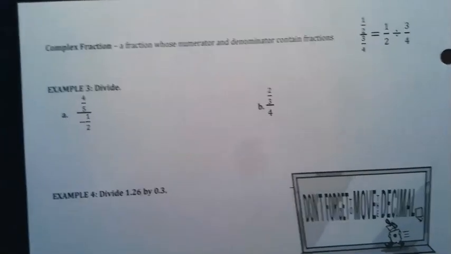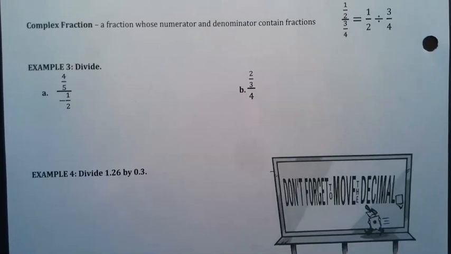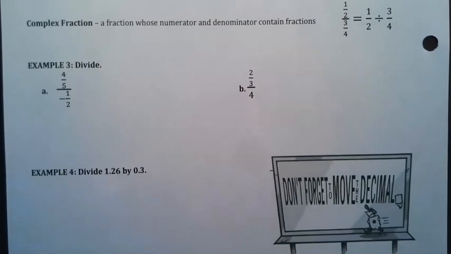Then we're going to look at some complex fractions. Okay, a complex fraction is a fraction whose numerator and denominator contain fractions. So here's the deal. This is our fraction bar. We have a fraction in the numerator, 1/2, divided by a fraction in the denominator, 3/4. But again, fractions are division. So all we have to do is say, oh, this is the same thing as 1/2 divided by the 3/4.